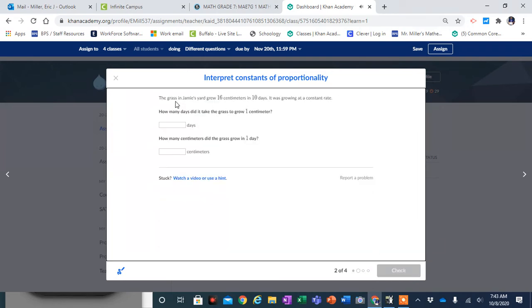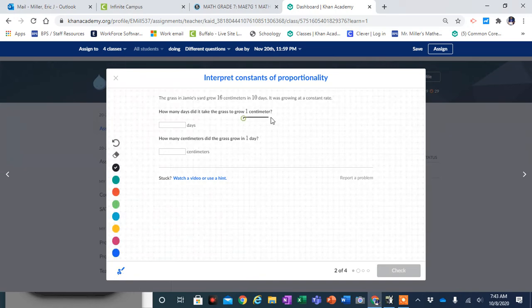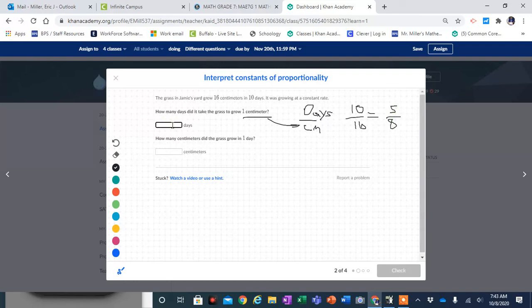Next question. The grass in Jamie's yard grew 16 centimeters in 10 days. It was growing at a constant rate. So they want to know for 1 centimeter. That means centimeters has to go on the bottom. So this needs to be days over centimeters. Again, this is the best I can write with the mouse. So this would be 10 divided by 16, but they want us to simplify. 2 can go into 10 5 times, 2 can go into 16 8 times. So it would be 5/8.